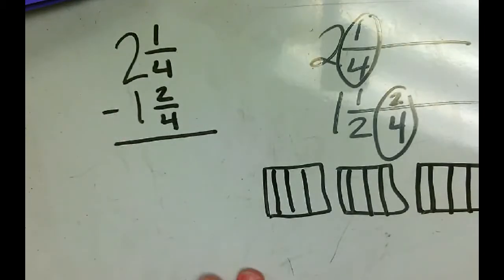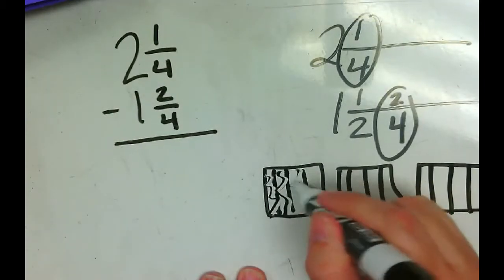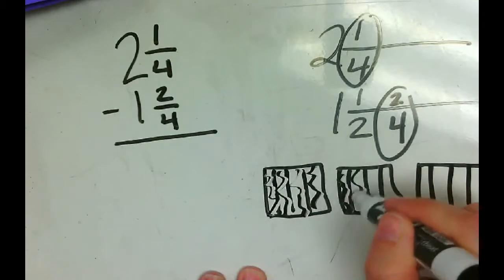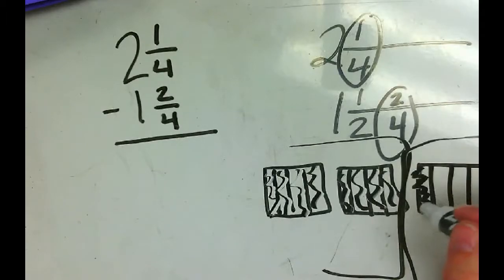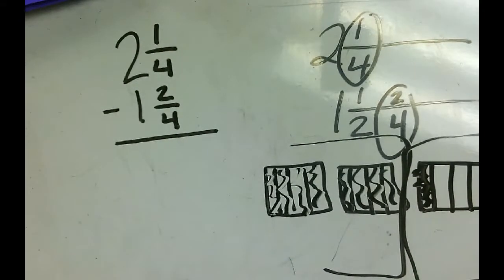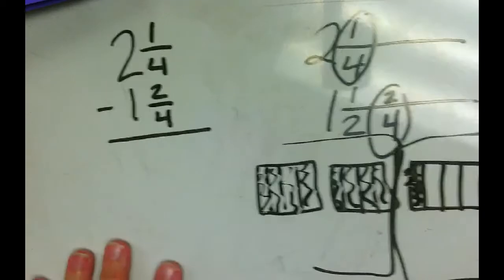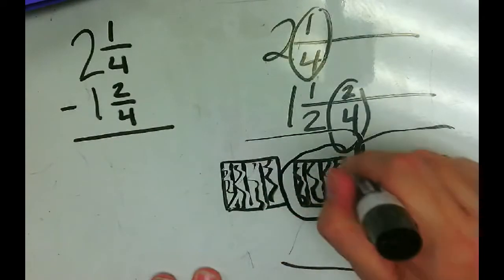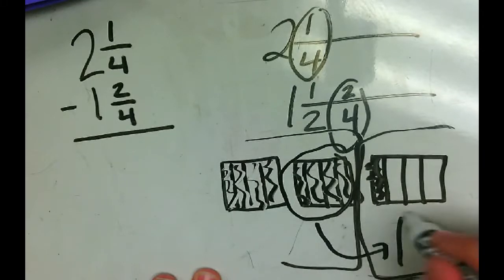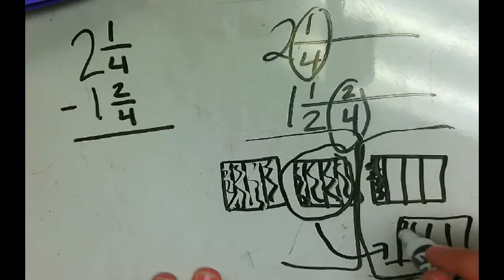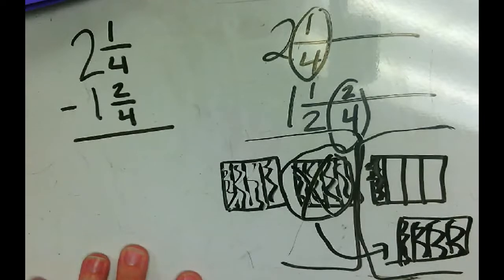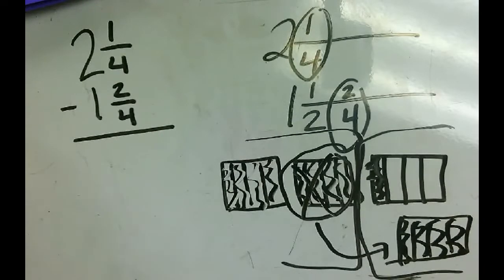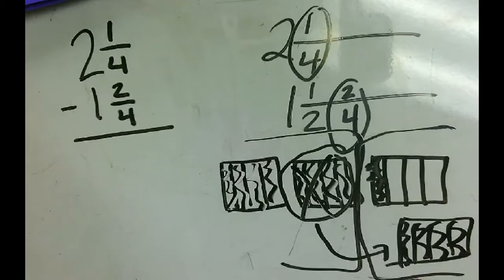So I have 2 1/4. And I have my wholes and my wholes and my parts and my parts. Can I subtract 2/4 from this? No, so I'm going to have to borrow. So I'm going to need to take one of these right here and move it to right here, right? So that one's gone. So let's talk about right here. What did I do right here?